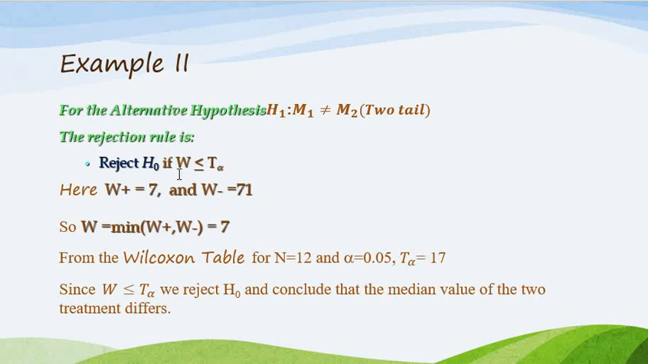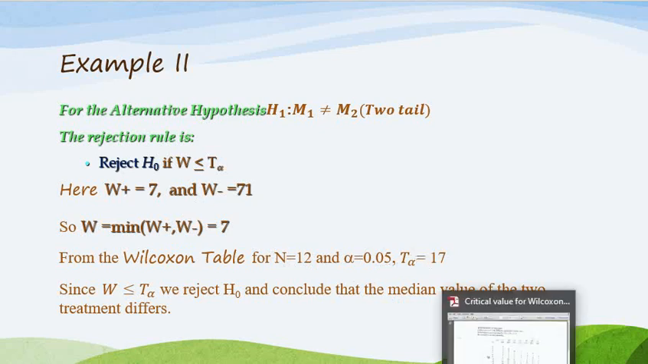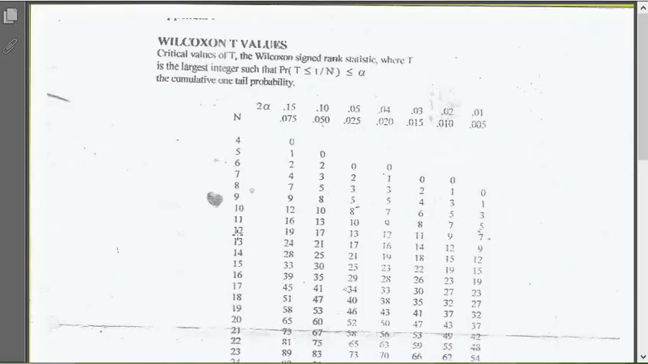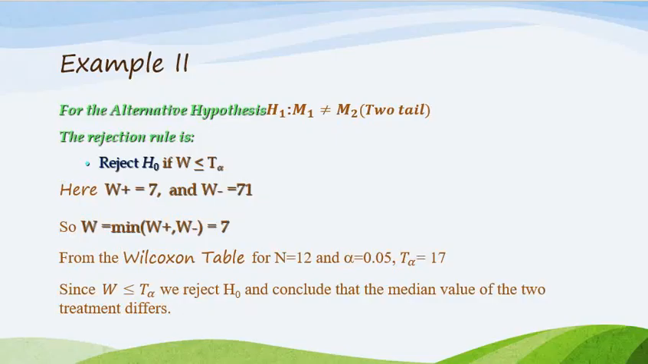The rejection region is W less than or equal to T alpha. Here n equal to 12, and for alpha equal to 0.05, we find the T alpha value from the table. You look for 0.05 in the lower case, and corresponding to 12, that value is 7. So the tabled value is T alpha equal to 7.